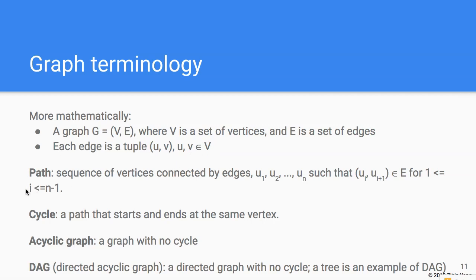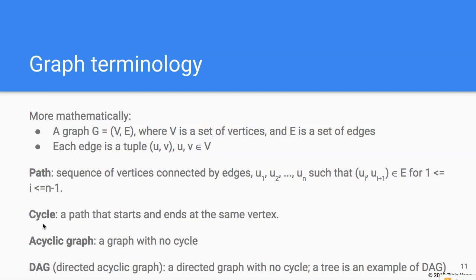And there are other commonly used terms such as path. A path is just a sequence of vertices connected by edges. The only requirement is that the edges must be part of the graph, obviously, right? And then there can be cycles. A cycle, as we saw in the distance graph, is just a path that starts at the same vertex as where it ends.